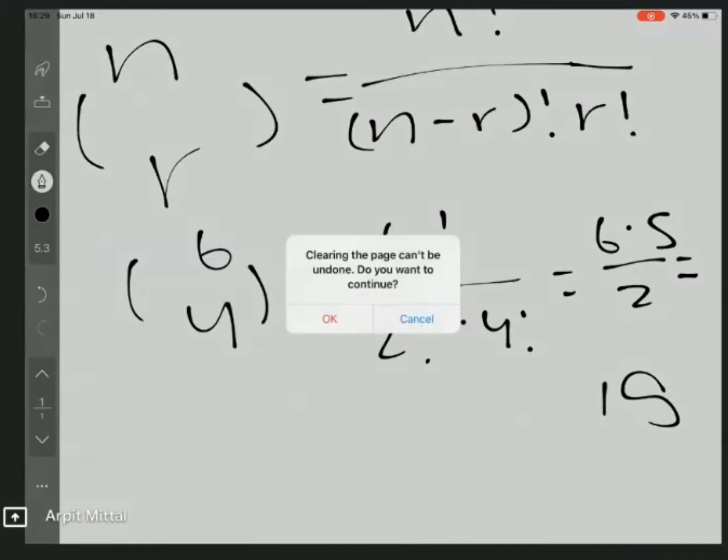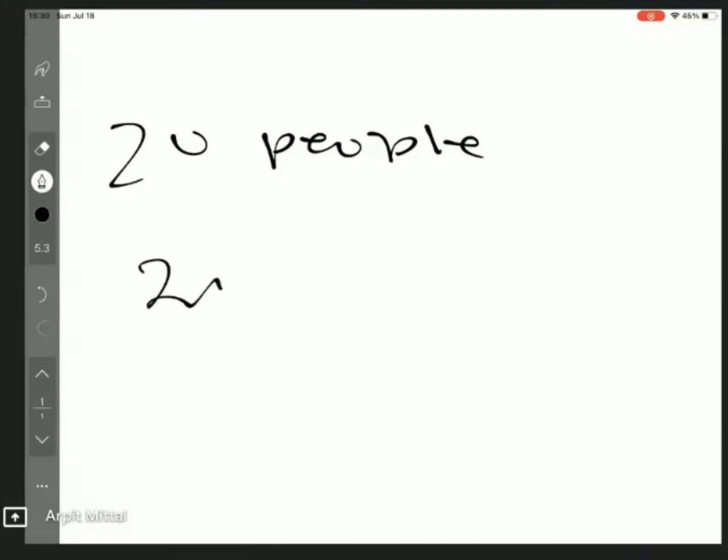Let's look at a different kind of example. Let's say we have 20 people in a party, and each person will shake hands with somebody else. So how many handshakes will there be if every person in the party shakes hands with every other person in the party only one time? The answer for this is very simple actually. It is just 20 choose 2.